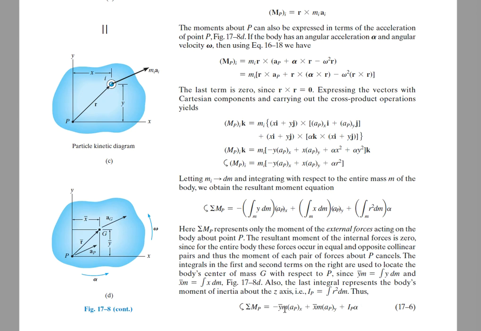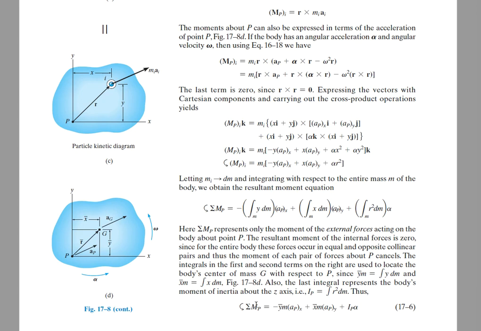So this would be the mass times acceleration of point P times the distance y, the distance over the y-axis to the centroid, with a minus in front. And then we have mass times acceleration of point P in the y direction times the distance to the centroid in the x direction.